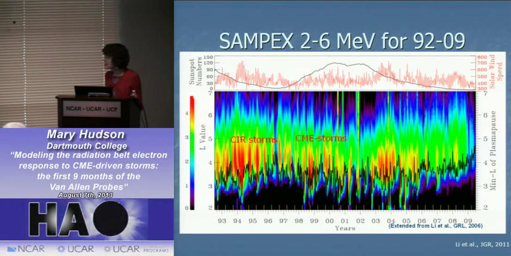And so then here is, again, the declining phase from the most recent solar maximum, and so you see again the very strong enhancement in flux associated with high-speed stream-driven storms.